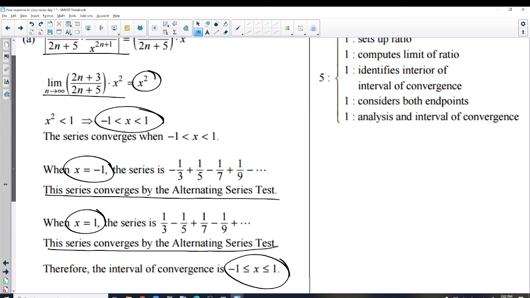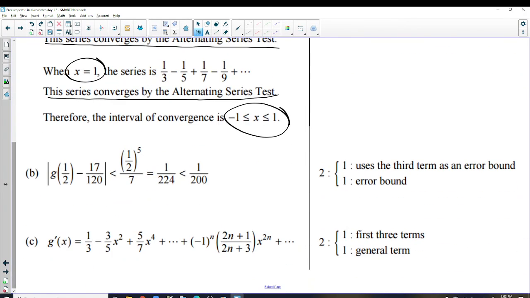I talked about the first one because I thought we were done. There it is. There's the next term. It's exactly what I wrote. And then, one uses the third term as an error bound. So if I saw that, I'd be looking for this, and then the error bound, in combination with making that statement. First three terms, so that's worth the point there. And then one for all of that. Don't mess it up. You're going to lose the point.